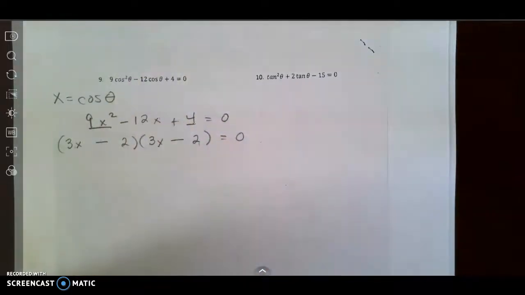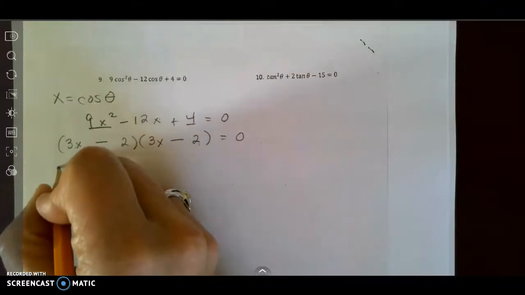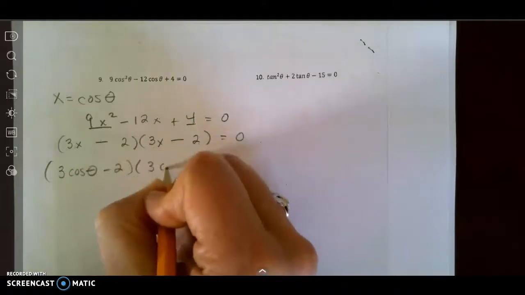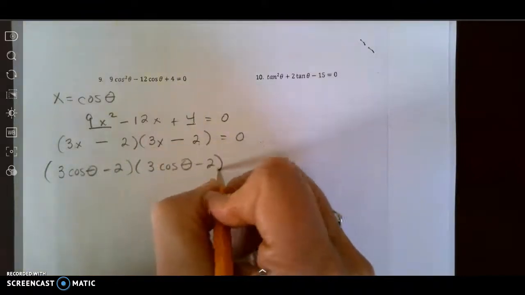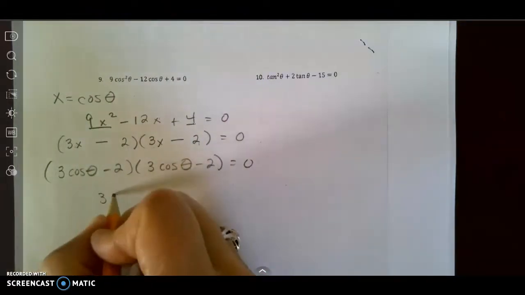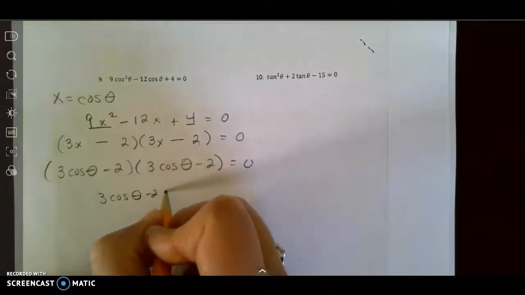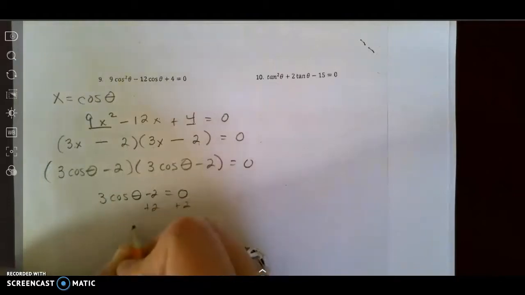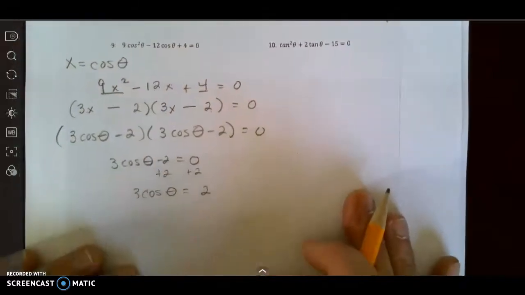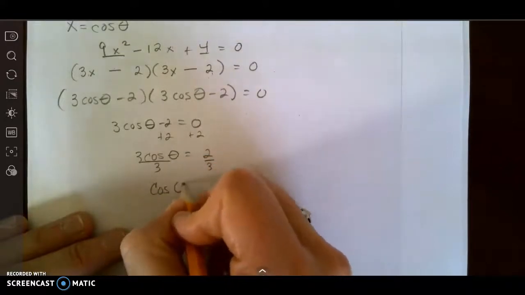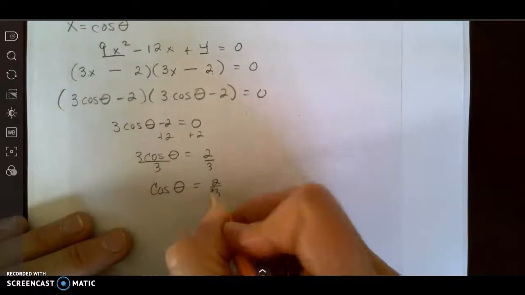So this is the factoring, which means I have 3 cosine of theta minus 2 times 3 cosine of theta minus 2 equals 0. Now, they're the same factor, so I can just set one of them equal to 0. I could write it down twice, but it's the same equation. Add 2 to both sides, and I get 3 times the cosine of theta equals 2. I divide by 3, and I get that the cosine of theta is equal to 2/3.